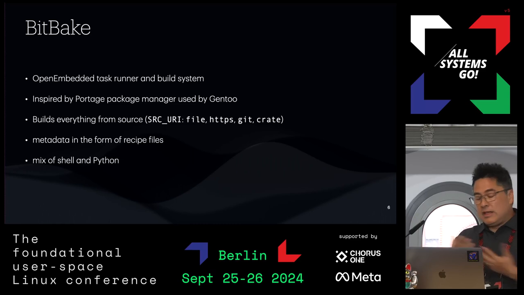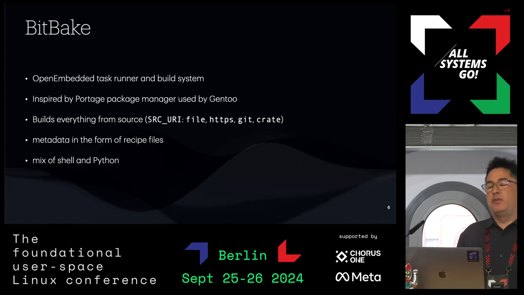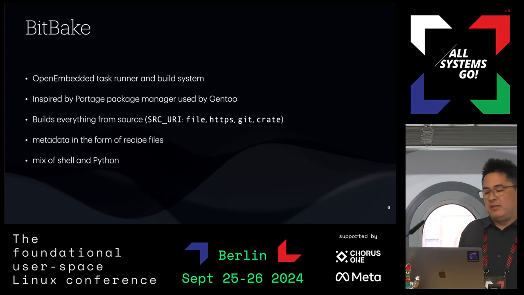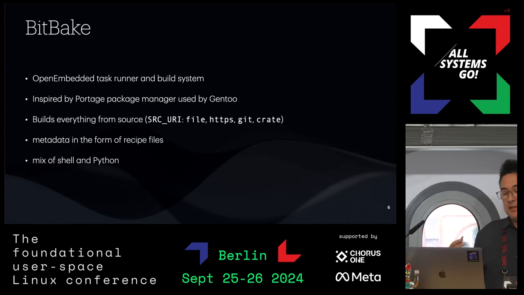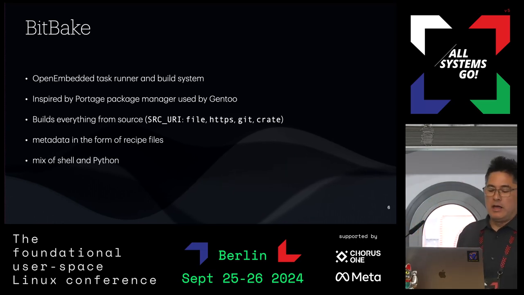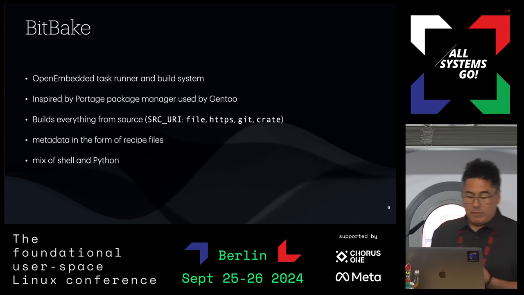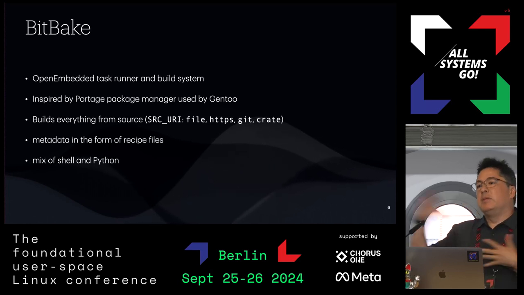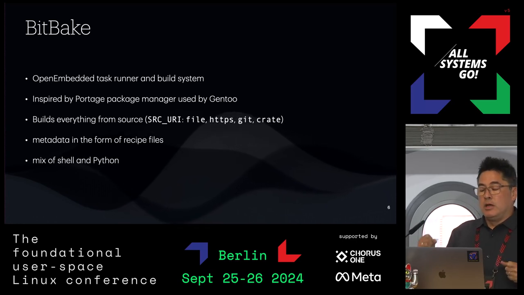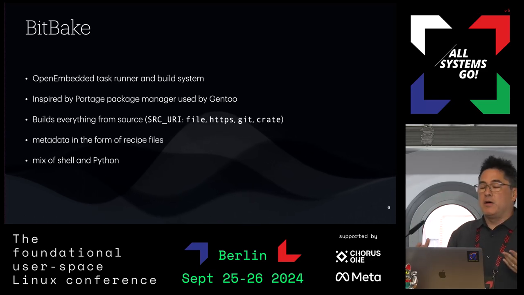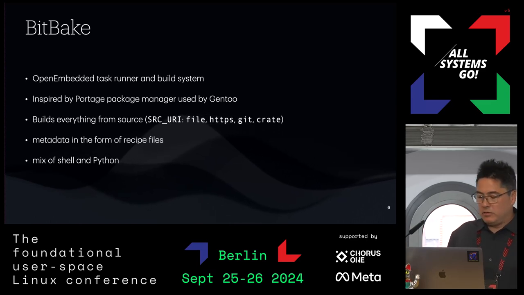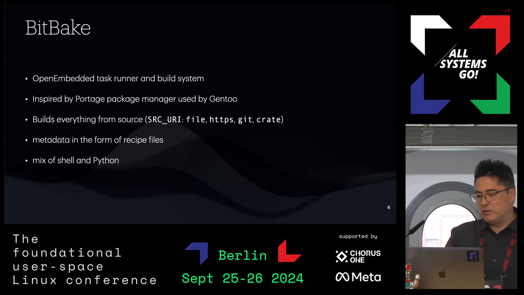Bitbake is not only the build system, it's also the syntax that you use to define recipe files. These are makefiles. So it's not the source code, it's everything around the source code. It's everything that's used to configure and compile the binaries. The syntax of Bitbake is a mix of shell and Python. This is a very powerful mix. You're able to define functions in Python and embed those into shell tasks that I'll show you later, and accomplish much more than you could with makefiles.